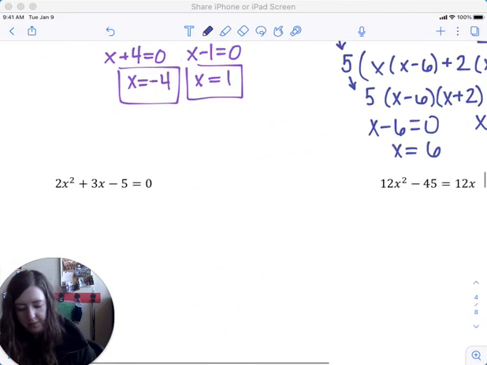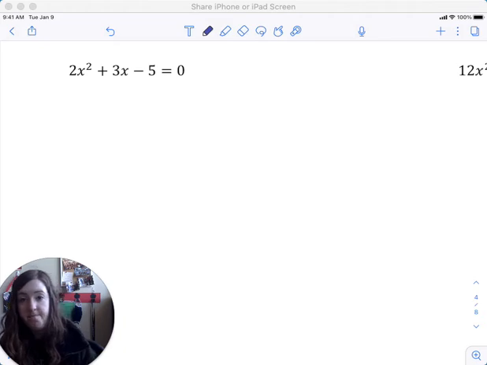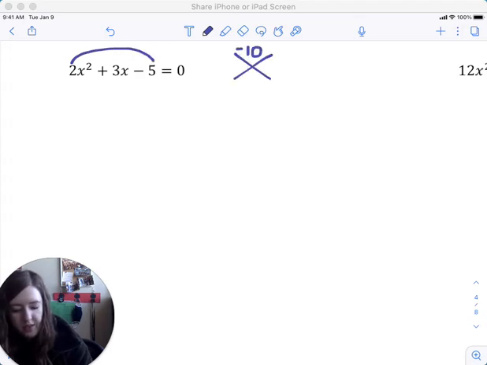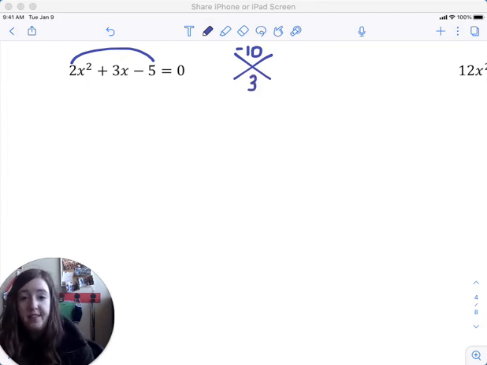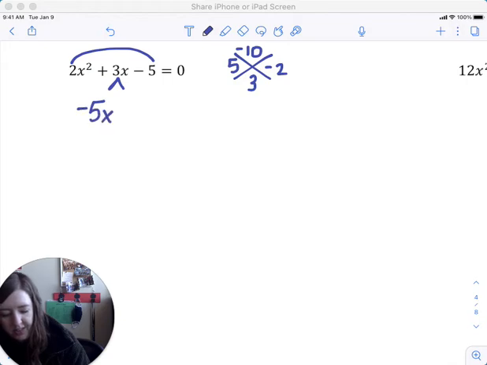Okay. On this next one, do we have a greatest common factor with 2x squared, 3x, and negative 5? No, so we're just going to have to split the middle term. So we'll multiply our ends. 2 times negative 5 is negative 10, and our b value in the middle is 3. What multiplies to negative 10 and adds to 3? 5 and negative 2. So we'll split up 3x into positive 5x, that's a plus, minus 2x.